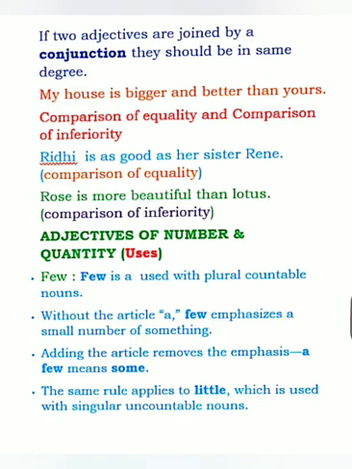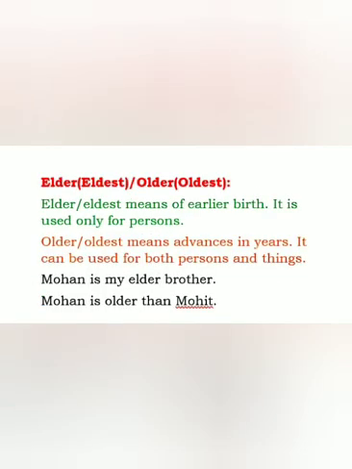Now come to elder, eldest and older, oldest. Now elder or eldest means of earlier birth, okay. It is used only for persons. Like Mohan is my elder brother, means he took birth before me, okay. And older and oldest means advanced in years, okay. It can be used for both persons and things. Like Mohan is older than Mohit, that means Mohan is advanced in age than Mohit, okay. All right, I hope it is clear.